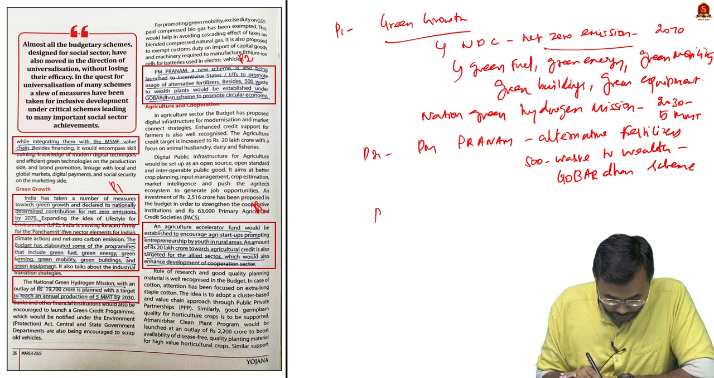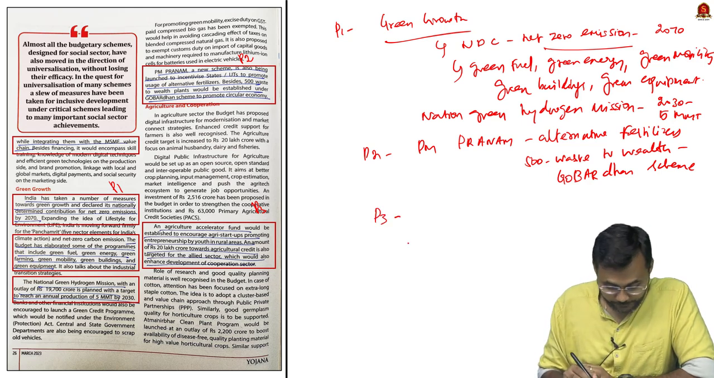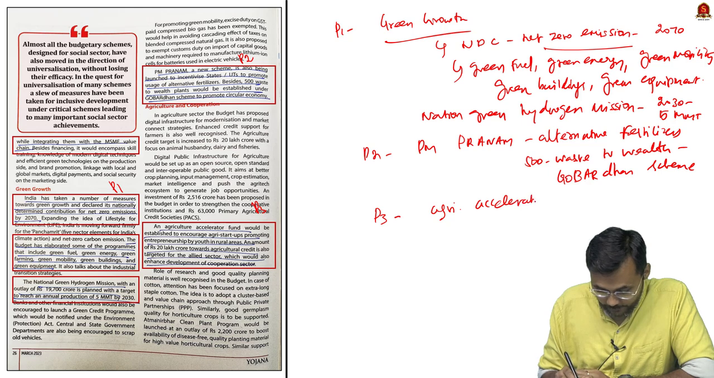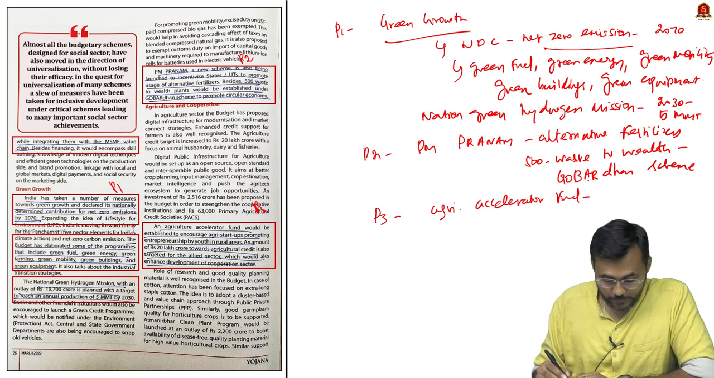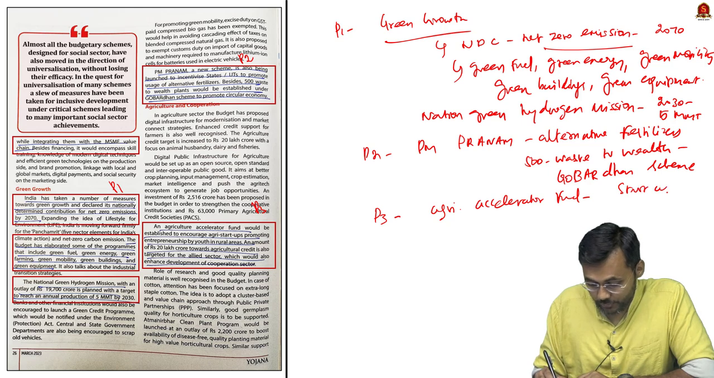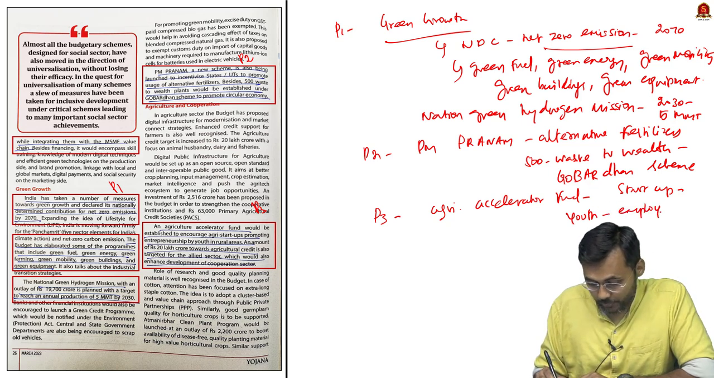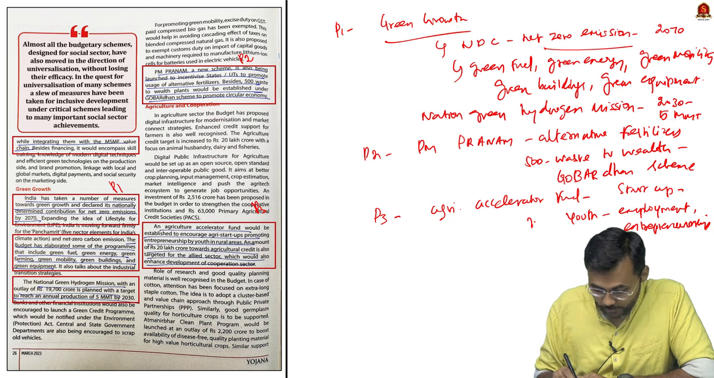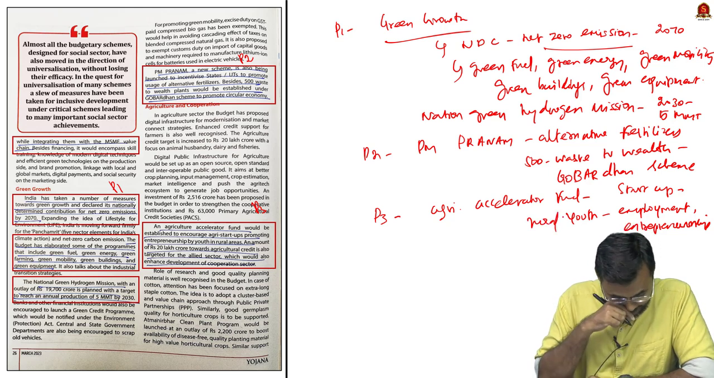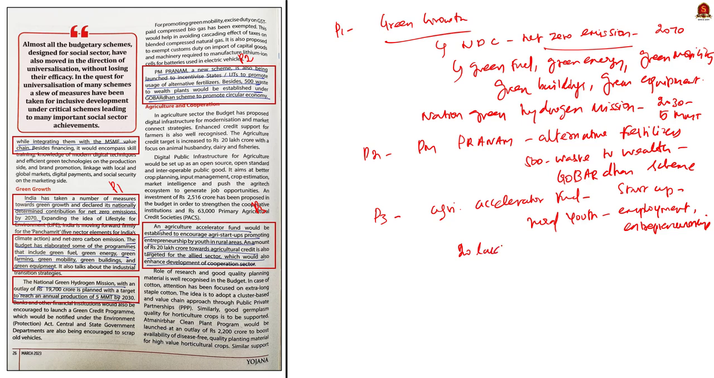And paragraph 3 speaks about this agriculture accelerator fund. The name itself says it's a fund primarily focused on startups in agriculture. And the primary focus is providing youth employment and also youth entrepreneurship, especially for rural youths. And 20 lakh crore as credit is given by banks for agriculture and its allied sectors, for development of cooperative systems and all.